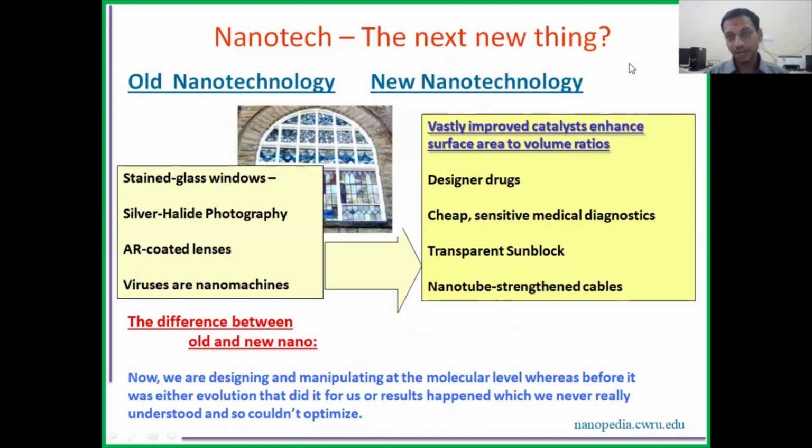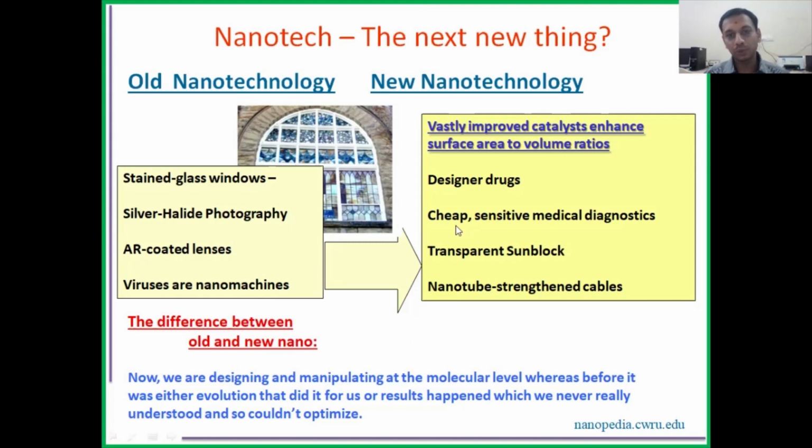So the question will come in the mind, is this nanoscience or nanotechnology old or new? Yes, before, the word nano was not used specially for those materials having nanometer dimension, but before there were materials that had nano size diameter or dimension or whatever length. So here stained glass windows contain very fine nanomaterials. Silver halide photography, everyone knows. AR coated lenses, viruses are also nano machines. These are related with the old nanotechnology.